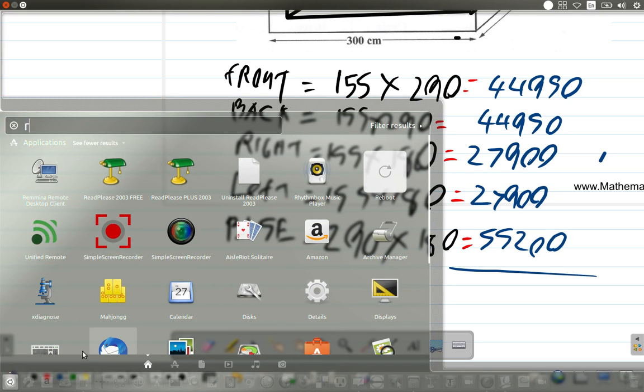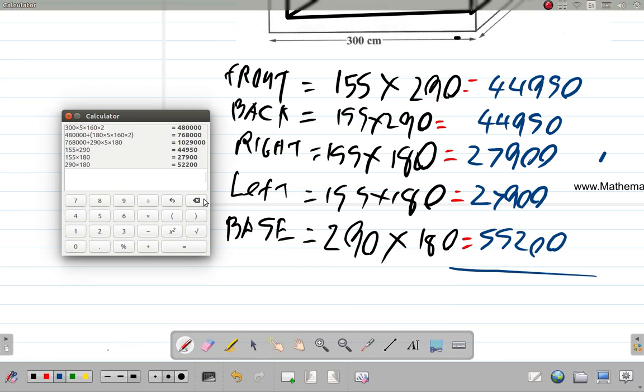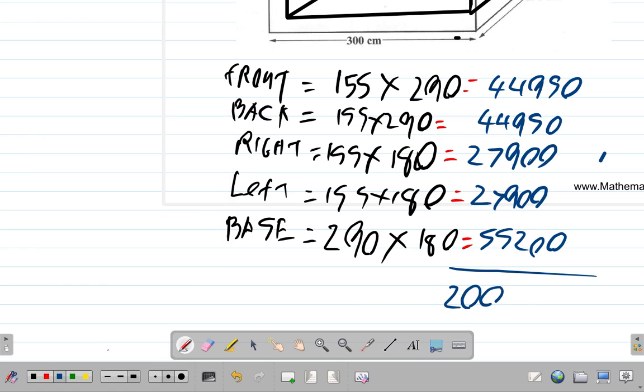Alright, we're going to see the total surface here in terms of centimeter square. You have 44,950. You have two of them, so you multiply by 2, plus 27,900. You have two of them, so times that by 2, plus 55,200. 55,200 equals 200,900. Alright, 200,900 centimeters square.